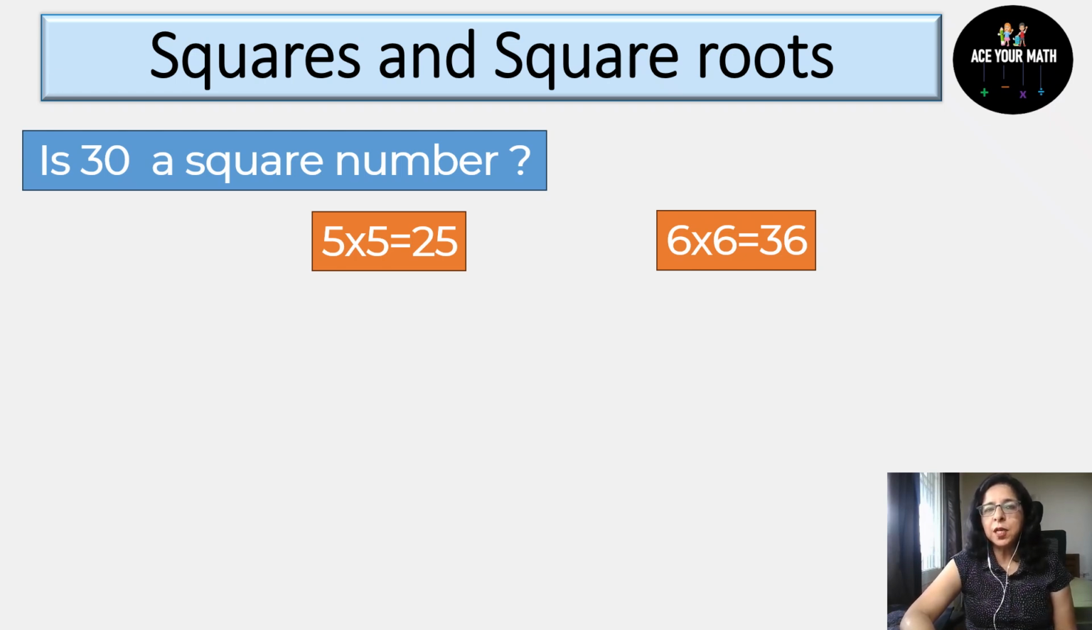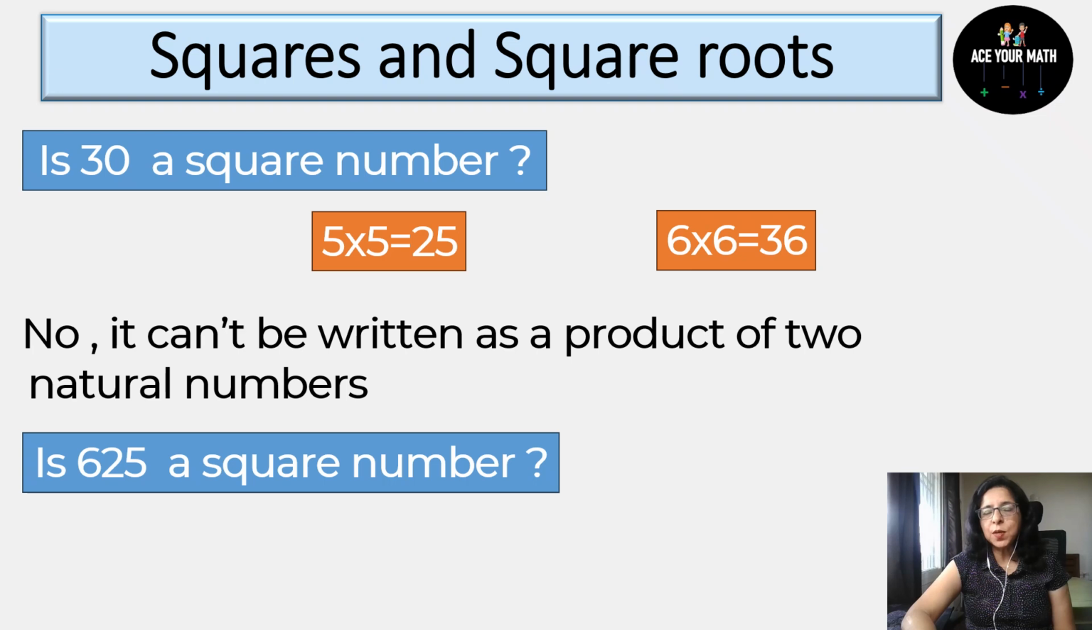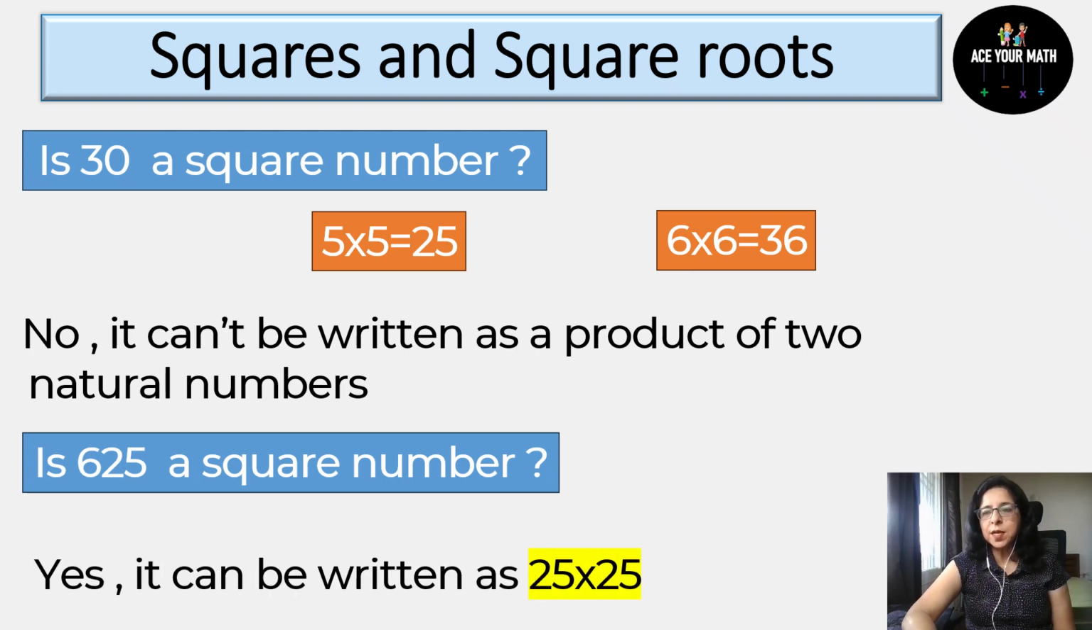But if you see, 30 lies between 25 and 36, and there is no natural number between 5 and 6 which on multiplying by itself will give you 30. So you can say no, 30 is not a square number because it can't be written as the product of two natural numbers. Our next question, is 625 a square number? 625 is nothing but when you multiply 25 by itself, it will give you 625. So yes, 625 is a square number.